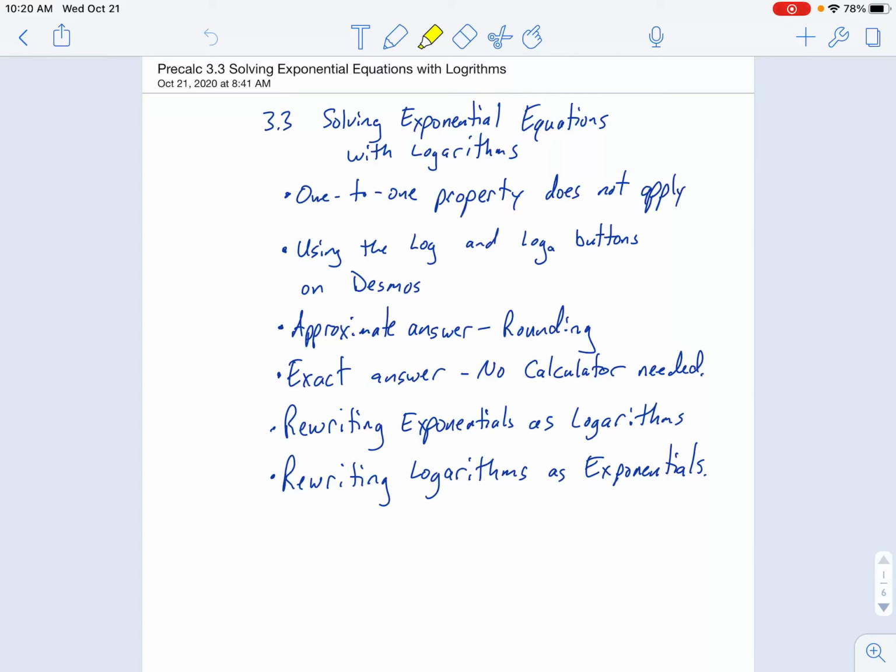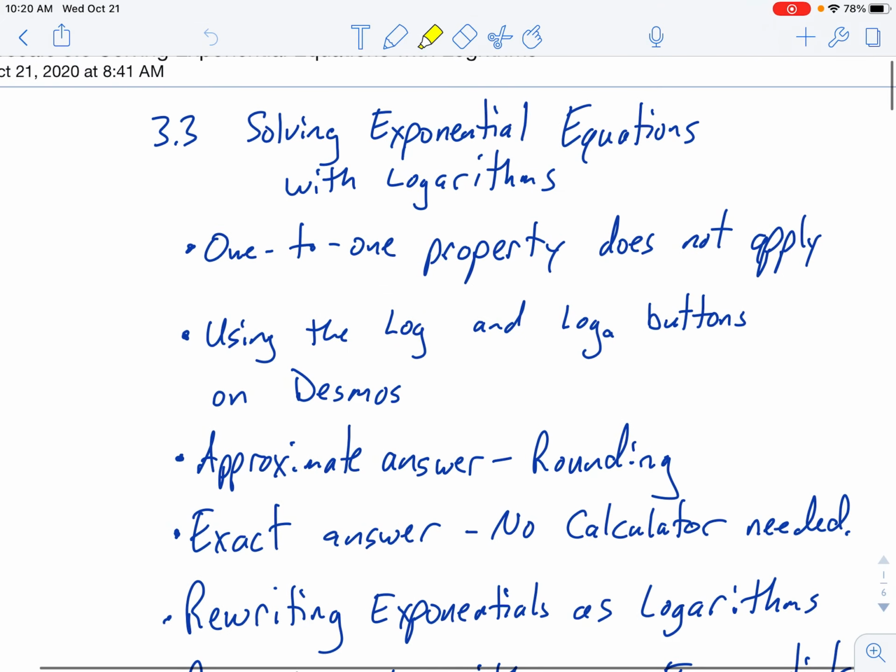Hello guys, hope yesterday's lesson went well for you, solving exponential equations without logarithms. Now we're going to solve exponential equations with logarithms.